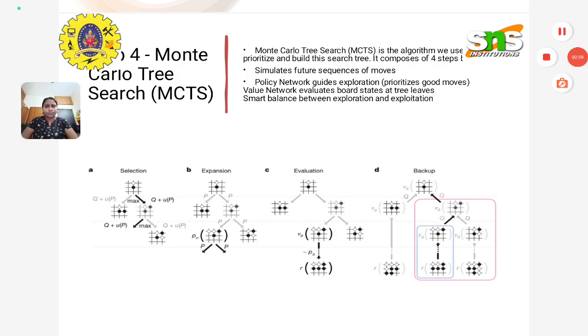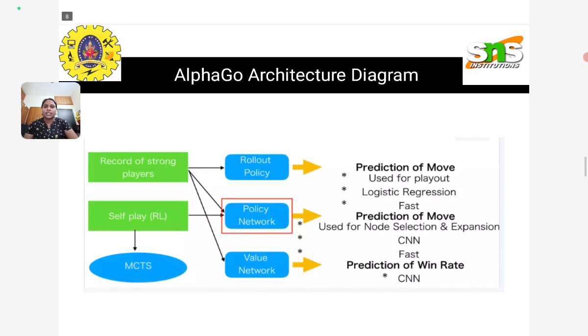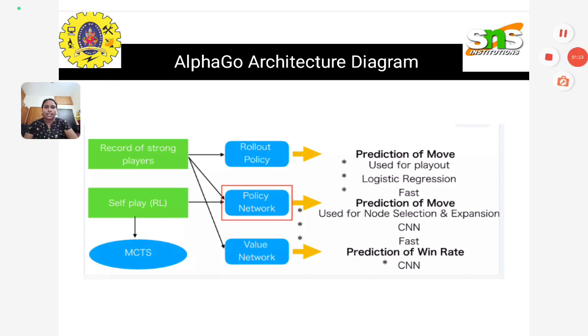So this is step 4 for AlphaGo in reinforcement learning, and the four steps are selection, expansion, evaluation, and backup. We select, it will expand the tree, it will evaluate the states, and then it goes to the backup step. The next thing is the AlphaGo architecture diagram.